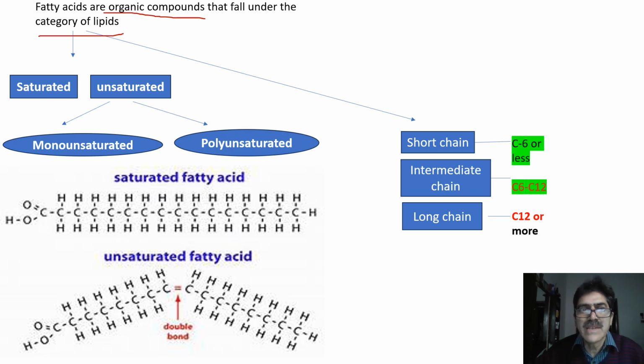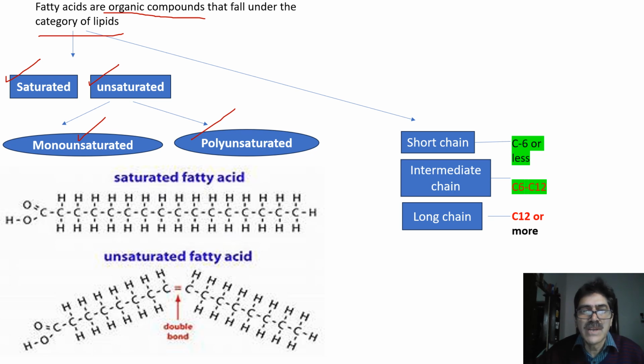Fatty acids can be grouped into two classes, saturated and unsaturated, on the basis of presence or absence of double bond between two carbon atoms. Saturated of course means absence of double bond in the structure, and unsaturated means presence of double bond between two carbon atoms in the overall structure. Unsaturated fatty acids can be further subclassified into monounsaturated and polyunsaturated fatty acids. Monounsaturated means presence of one double bond. Poly means it can have more than one double bond.